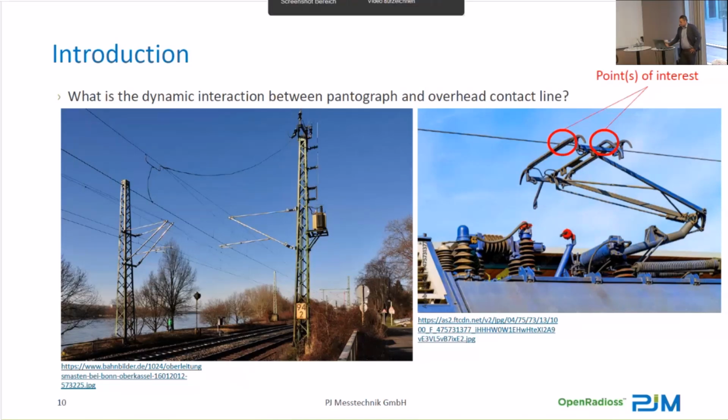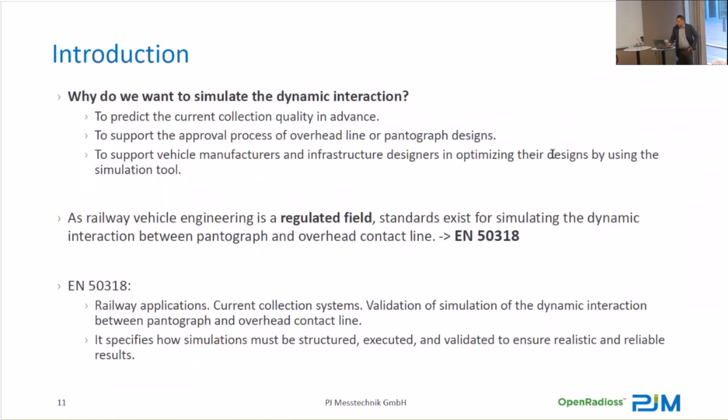And we are especially interested in these points here. What is happening here? Usually you have a contact force there. But what if you're driving 300 kilometers per hour? Everything is shaking. Do you have a contact loss there? If you have a contact loss, you might get electric arcs, and then you get wear or whatever. So this is what we are interested in.